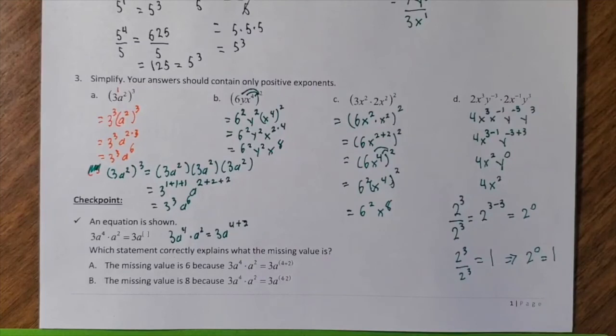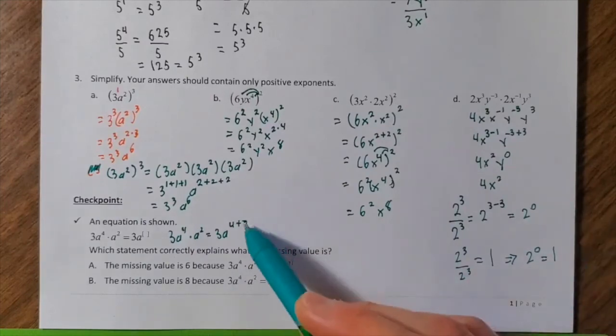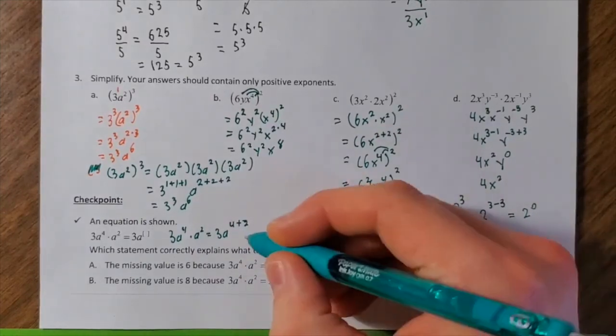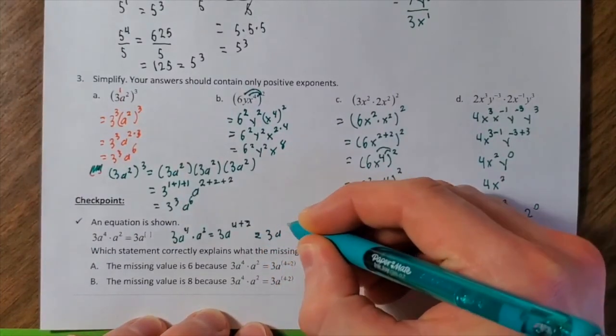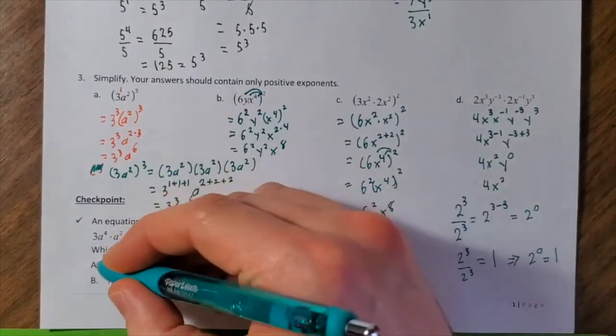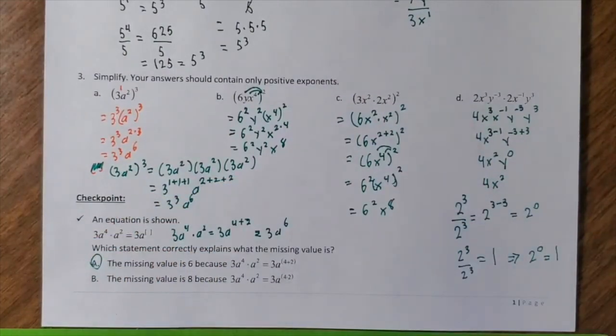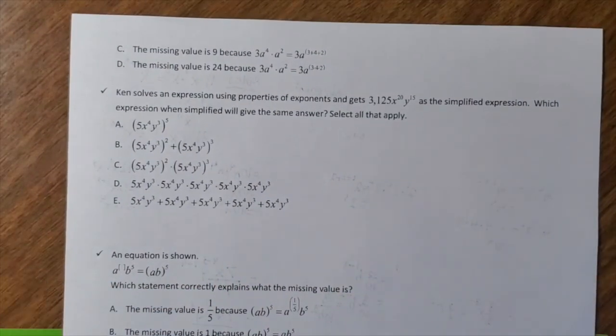Then let's see which answer here looks right. The missing value is 6, because 3a to the fourth times a squared is equal to 3a to the 4 plus 2, and 4 plus 2 is equivalent to 6. So I would agree with that first answer here. We get 3a to the 6th power, giving us A as the correct final answer. We didn't even have to look at B, C, or D. That was nice and easy.